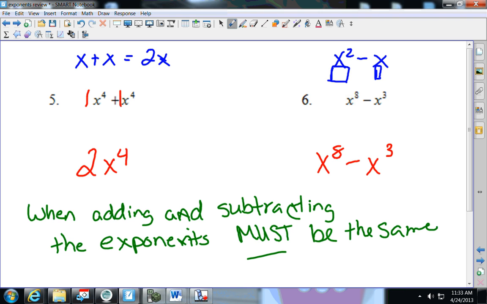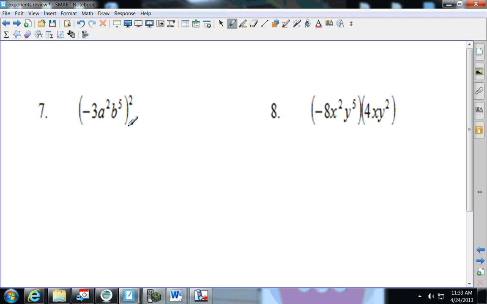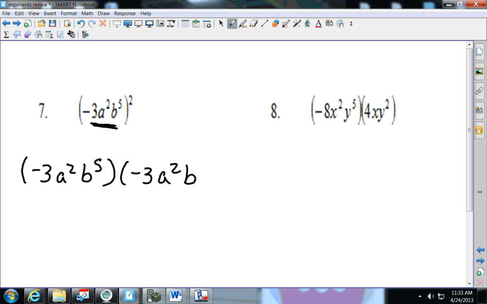Okay? That's not true when we're multiplying and dividing and stuff like that. It's only when we're adding and subtracting. Okay, so let's look at these two. Again, this is saying all of this in the parentheses is squared. That means we're going to write it twice. So I have negative 3a squared b to the 5th times negative 3a squared b to the 5th.